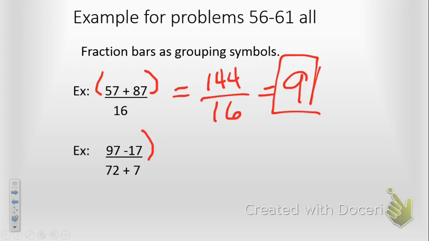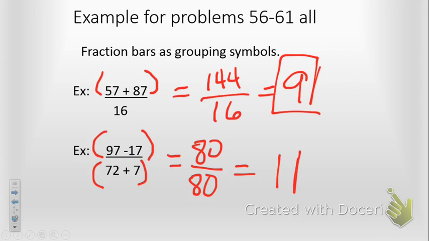Bottom one, again, top's a grouping symbol, bottom's a grouping symbol. 97 minus 17 is 80. 72 plus 7 is 80 as well. 80 divided by 80 is 1. So sometimes these come out real nice. Do whatever's on top, do whatever's on bottom, and divide.